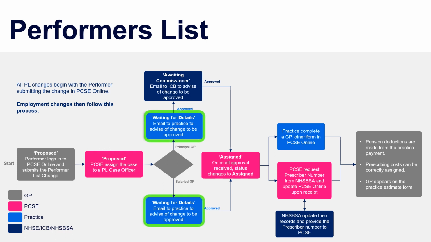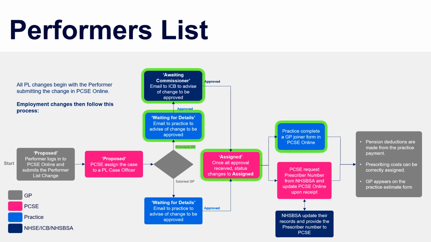We just ask that you log into your PCSE Online account, check the dates that the GP have provided are correct, and then either accept or reject the request. Please be aware that the GP can submit two different types of requests. They can either join your practice as a salaried GP or a principal GP, i.e. GP partner. If the request is for a salaried role, then all you'll need to do is approve the request, and then you'll be able to complete the pension joiner form in PCSE Online.